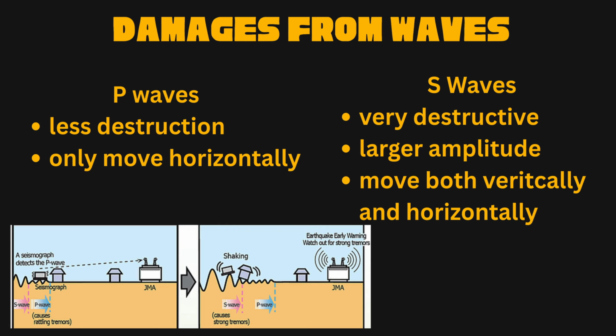S waves are very destructive, as they have a much larger amplitude and move both vertically and horizontally, which means they shake everything a lot more than the P waves do.